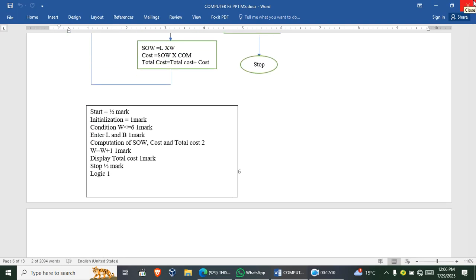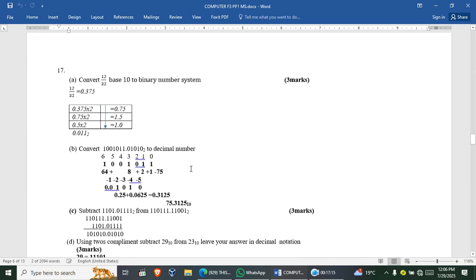So this is the pseudocode. This is the pseudocode of the program. You can pause and check.